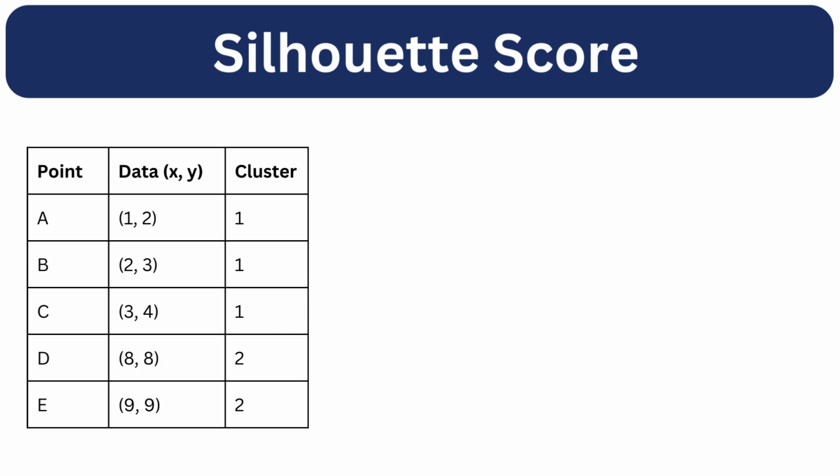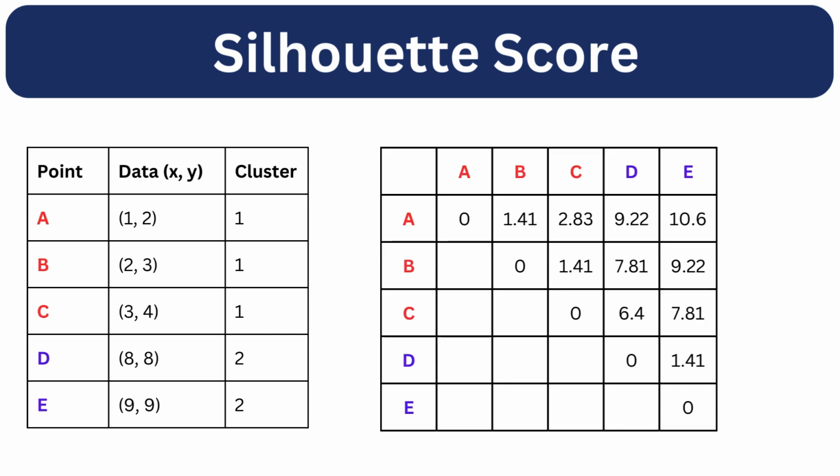We have 5 data points that are divided into two clusters, cluster 1 and cluster 2. For ease of computation, the first step is to calculate the distance matrix. Distance matrix contains the distance between each data point. So the diagonal has the value 0 and the values above the diagonal indicate the distance of each data point with the other data points. First we will calculate A, which is cohesion for each data point.